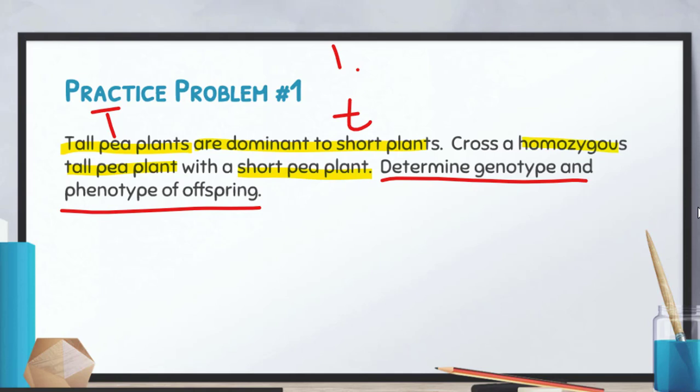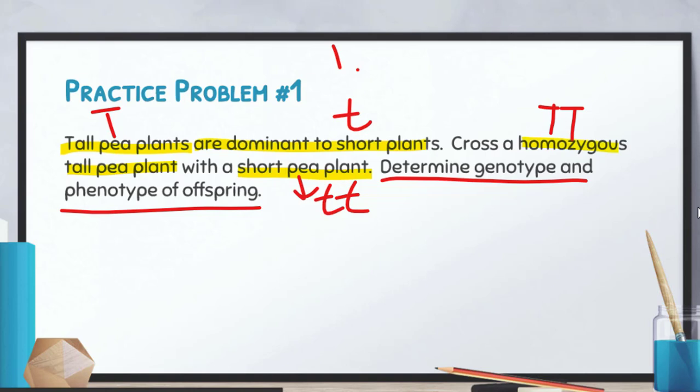The next thing it says is to cross a homozygous tall pea plant with a short pea plant. Homozygous means same. Tall is capital T. So to represent that, I'm going to use 2 big T's. That's homozygous for tall. Now, we're going to cross that with a short pea plant. In order to be short, remember short is recessive. In order to express a recessive allele, we have to have 2 of them. So your short pea plant will be 2 lowercase t's. It says determine the genotype and phenotype of the offspring.